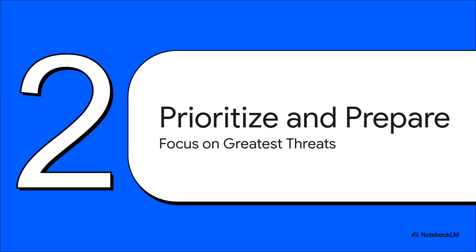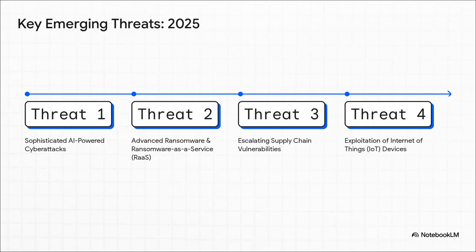Okay, so we know what we need to do, but where do we even begin? I mean, you can't build 100 walls at once, right? That's what this section is all about. It's about playing smart, not just hard. We're going to pinpoint the biggest dangers and aim our resources right where they'll count the most. And let me tell you, this prioritization is non-negotiable. Why? Because the bad guys are always getting smarter. We're talking about sophisticated AI-powered attacks, advanced ransomware as a service, and vulnerabilities popping up in the software supply chain we all rely on. You've got to know your enemy to build a defense that actually works.